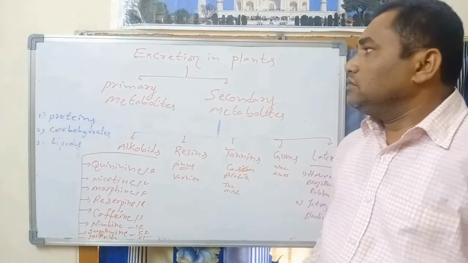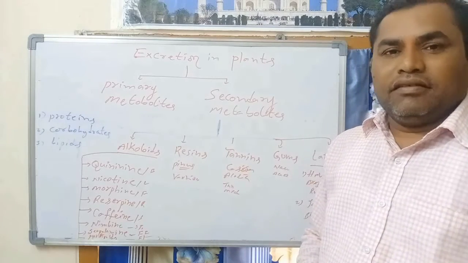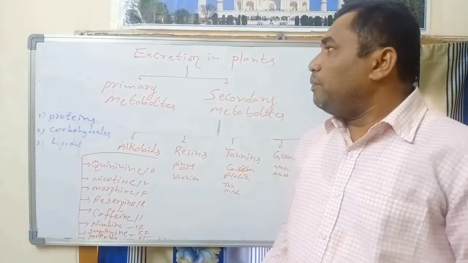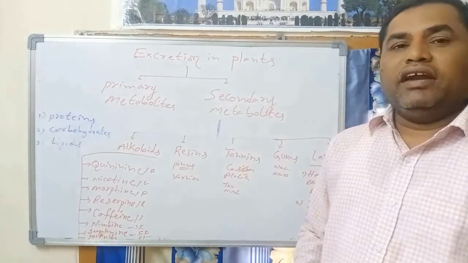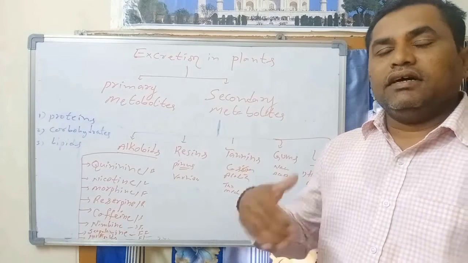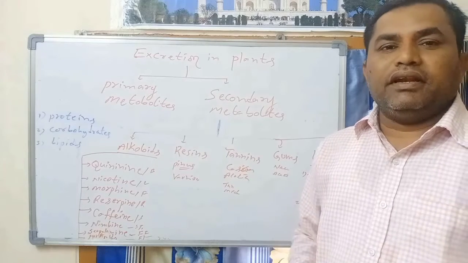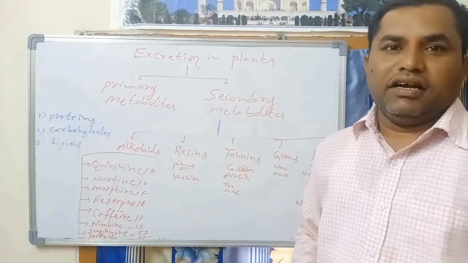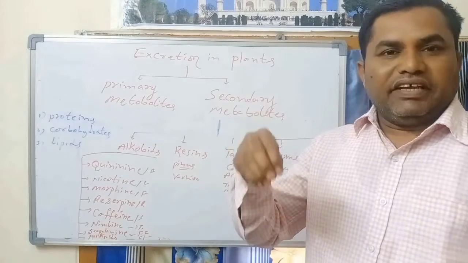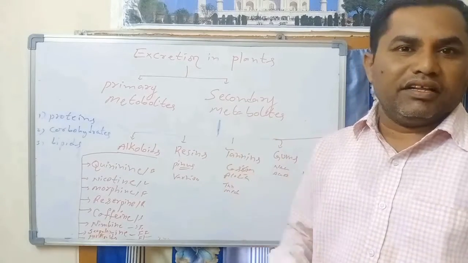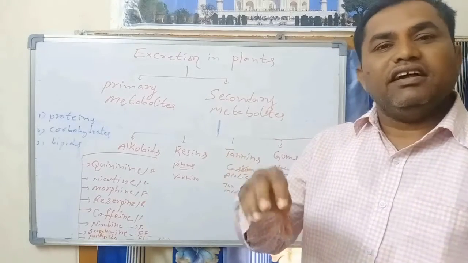Today we are discussing excretion in plants. Already we know that whatever waste is formed in living things, they can expel outside of the organism. That is called excretion. Whatever waste substances are present in the body of the organism, they expel outside. This process is called excretion.